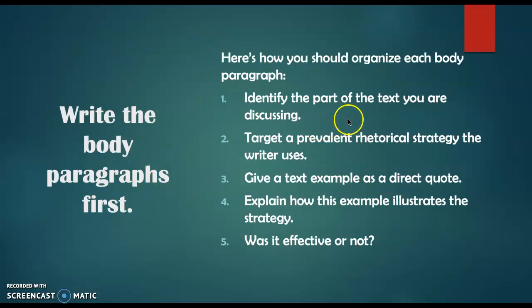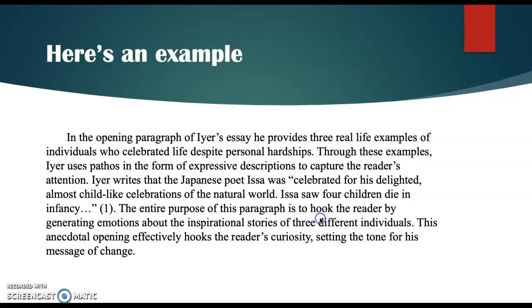So this is how you organize the body paragraphs. It's 5 parts. You identify the part of the text you are discussing. So in the opening paragraph, the writer does this. And then you target the prevalent rhetorical strategy. And then you give a text example. And then you explain this example and how it illustrates that strategy. And then you say if it is effective or not. So sometimes writers do something and it might not be that effective. It might not be something that grabs your attention, and you want to say that.